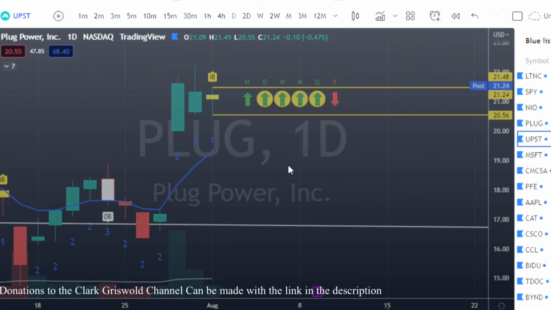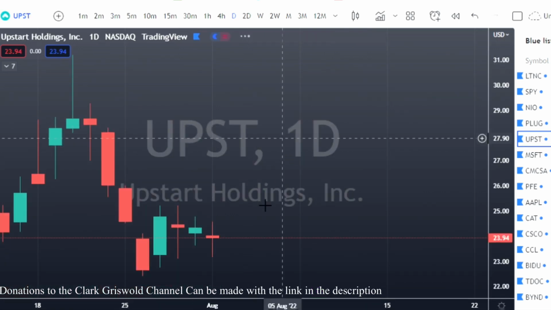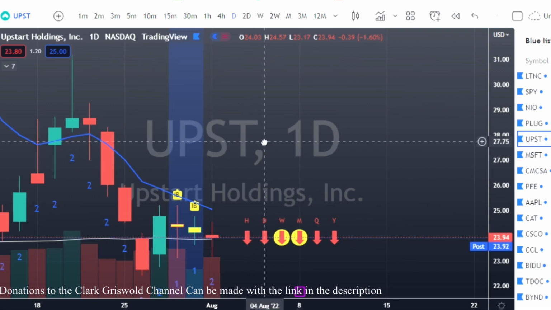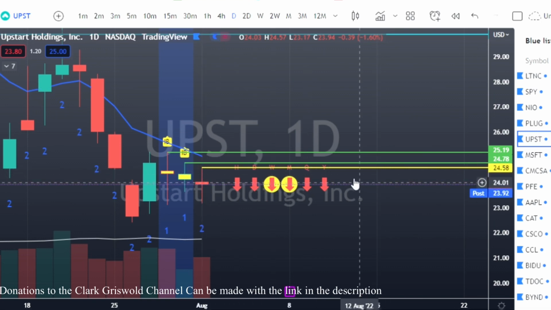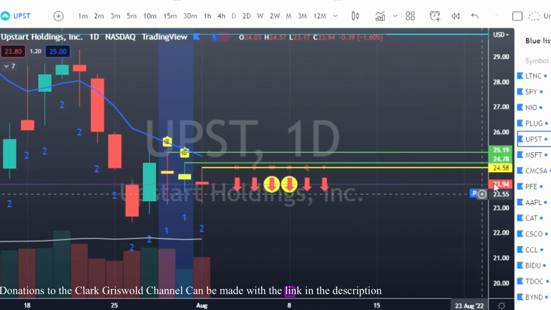UPST. UPST had a 2 down, finished red off of a double inside bar. We're looking for a 1-2-2 reversal. Trigger at 24.58. First target's marked out for you on Upstart.